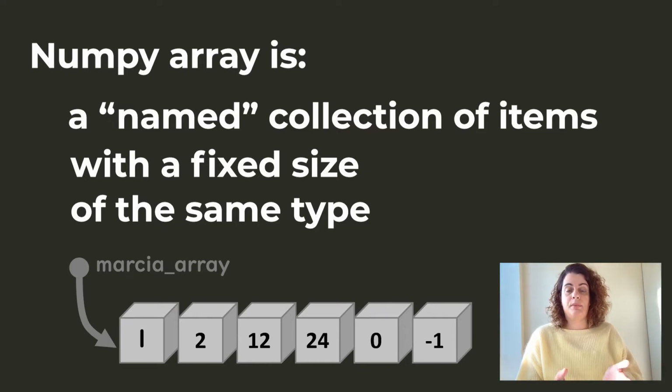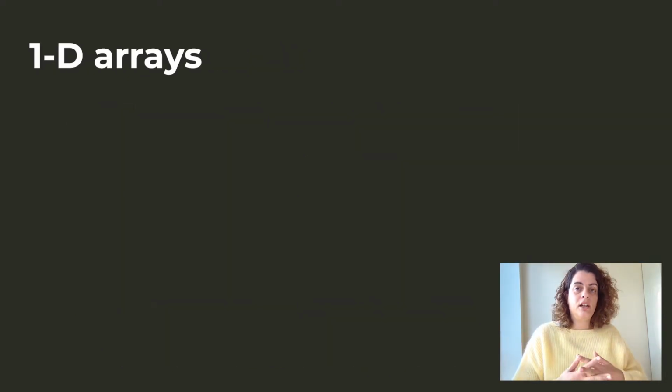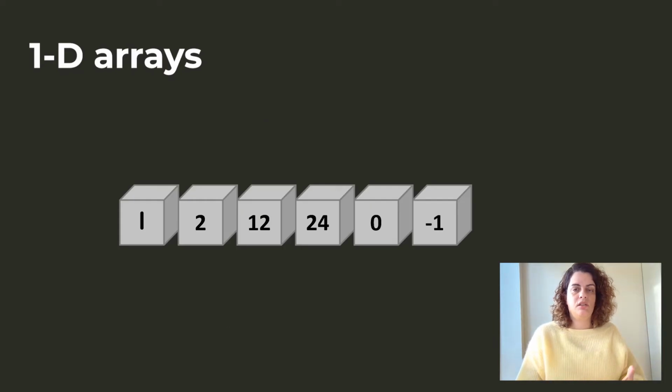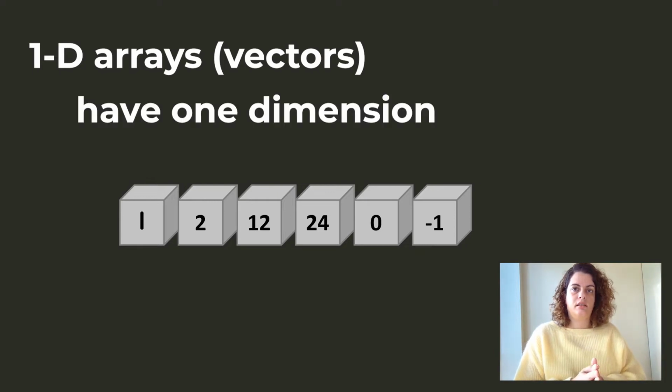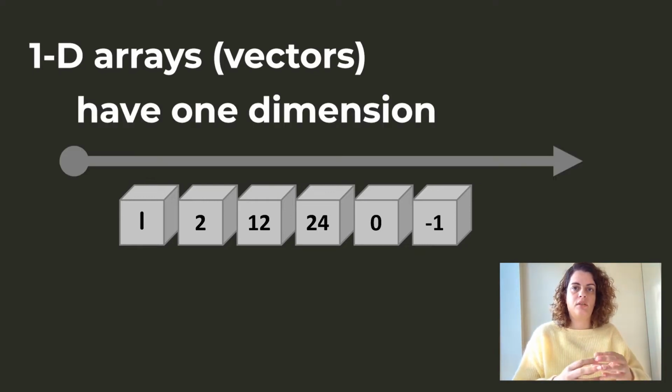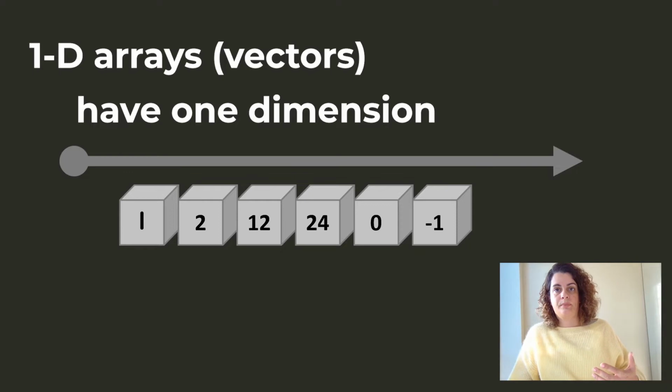So, summing it up, an array is a container. It has a fixed number of elements inside, and all the elements are of the same type. Now, let us begin with the one-dimensional arrays. The one-dimensional arrays, also called vectors, are arrays that have only one dimension. So they're a collection of elements stored in an organized way.